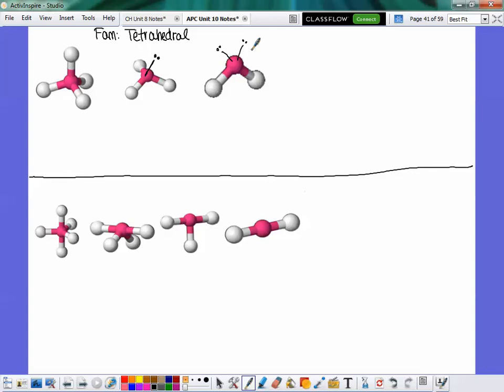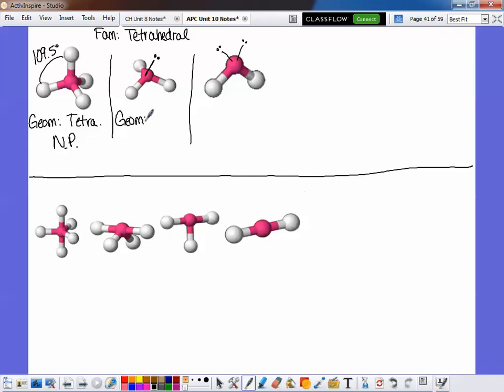All right. So this first one, let me separate these. There we go. This first one, the geometry is tetrahedral as well. The bond angle here is 109.5 degrees. And these are typically nonpolar, unless not all of the atoms connected are identical. The second one, the geometry is trigonal pyramidal. And this is going to be polar because there's that lone pair. That lone pair squishes the bond angle to be less than 109.5.